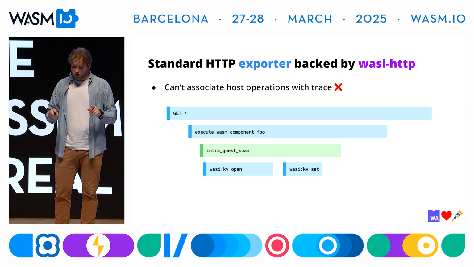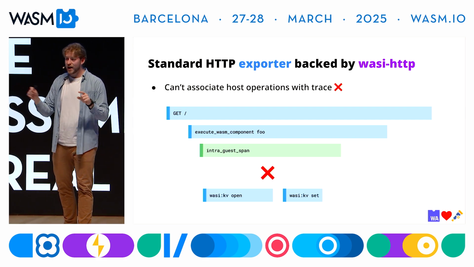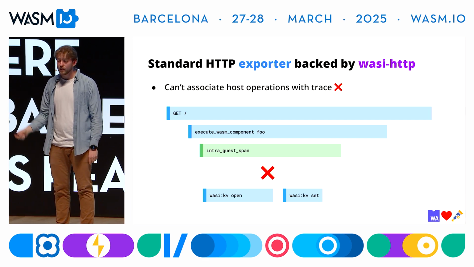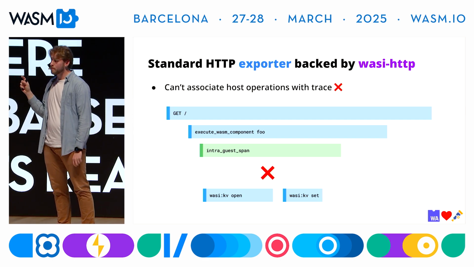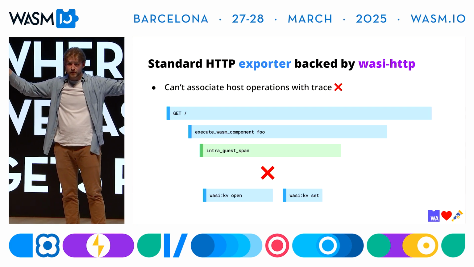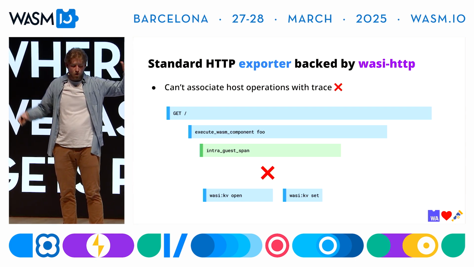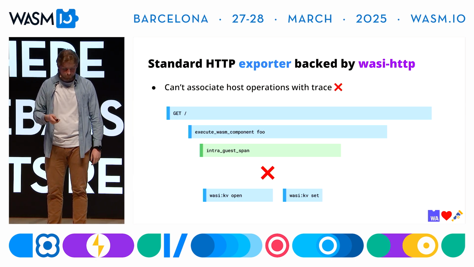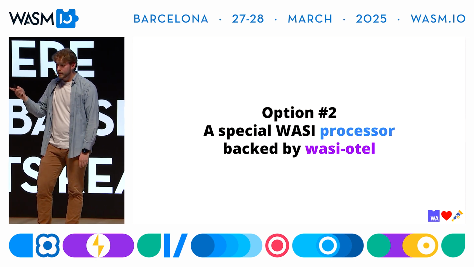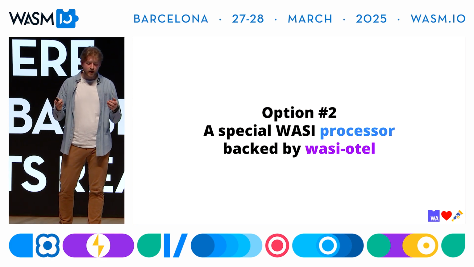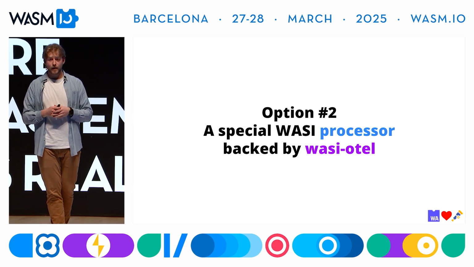But you're not able to do that, unfortunately. You can't tie those in. Those would show up as a different span. And the reason is because when the guest is emitting that span, the host has no knowledge of it. So they're both emitting spans at the same time without knowledge of each other, and so the host can't properly parent those KV spans under the guest span. So this kind of naturally leads us to finding another approach, and that's option number 2, which is a special WASI processor backed by WASI OTel.